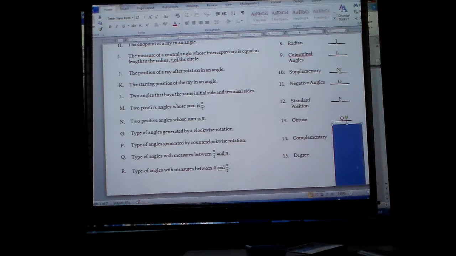Now, if we got supplementary right about two angles that add up to 180 degrees, complementary would be two angles that add up to 90 degrees, which means two positive angles whose sum is pi over 2, or choice M. Choice M. Now that leaves degree, which is the last one up here for us to find.